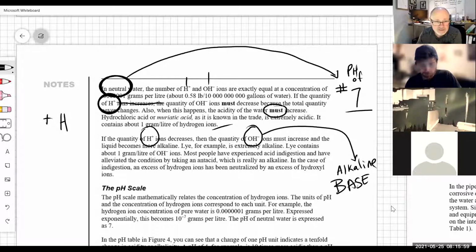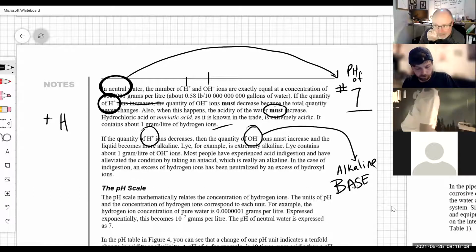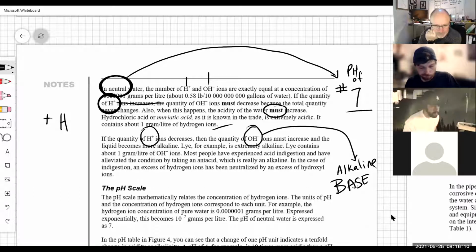Okay, so Doug, yes, sir. So hydroxyl ions will make it basic. Hydrogen ions will make it acidic. Correct. Very good. Thank you.